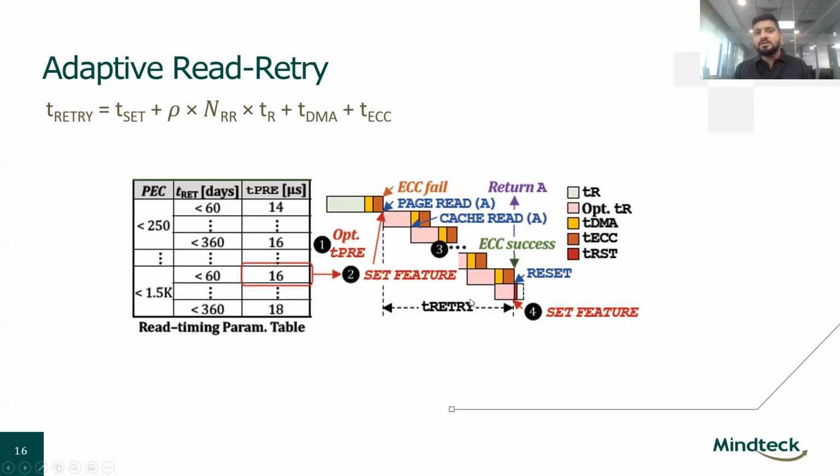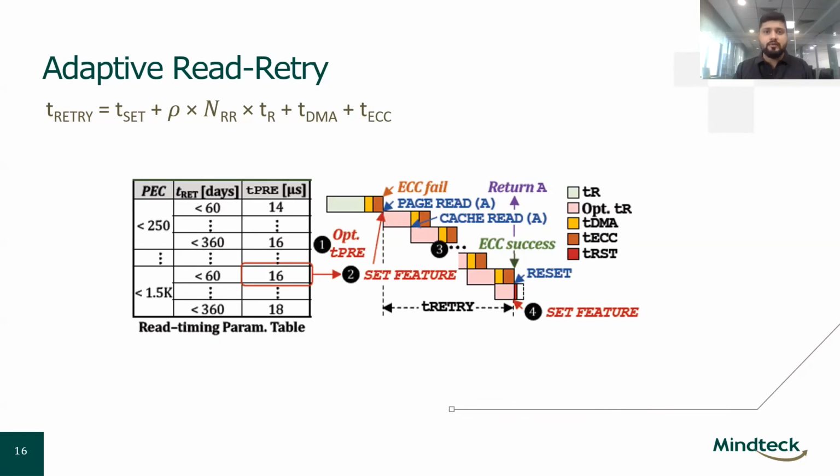So this way we are saving much again here, and raised to power read retry minus 1 into TDMA plus TEC. This many cycles we are again saving here. So this mechanism is also far better compared to the existing read retry.